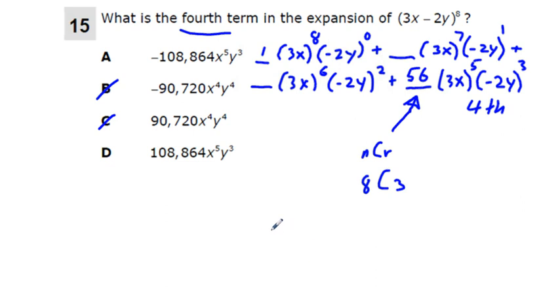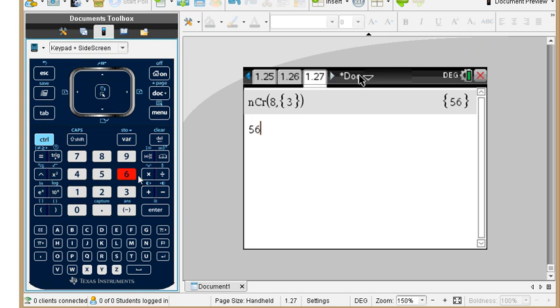And so we're going to get our answer for the fourth term to be 56 times 3 to the 5th power and negative 2 to the 3rd power. We have x to the 5th, y cubed. So we can just put this in our calculator. So we have 56 times 3 to the 5th power times negative 2 to the 3rd power. So we get negative 108,864.